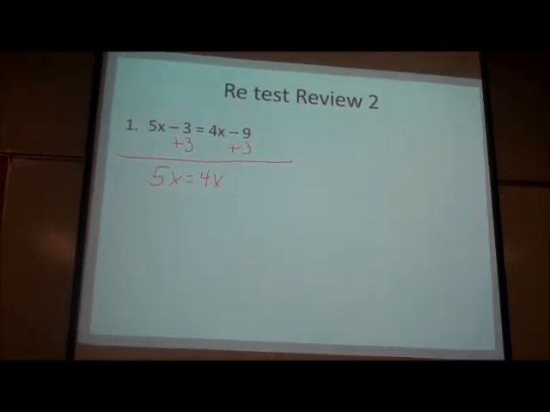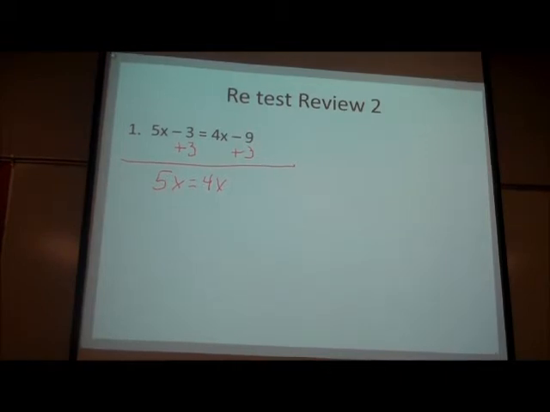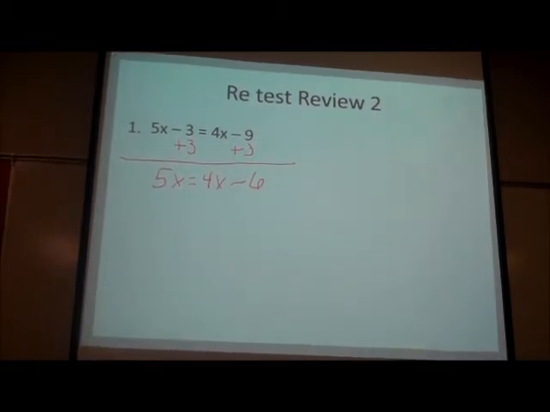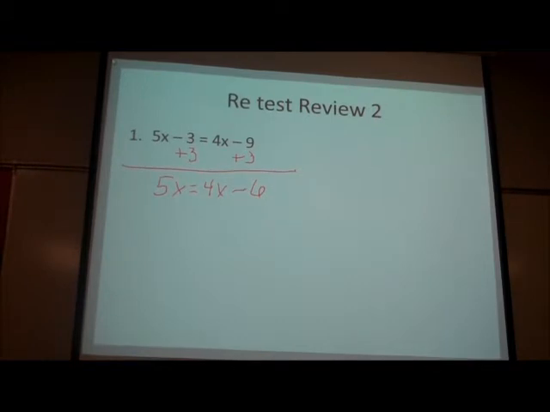What is negative 9 plus 3? Just say it. Negative 6. Good, negative 6. So any questions on that step? No, man. Now we put our numbers on the right, so that means our variables need to go to the left.